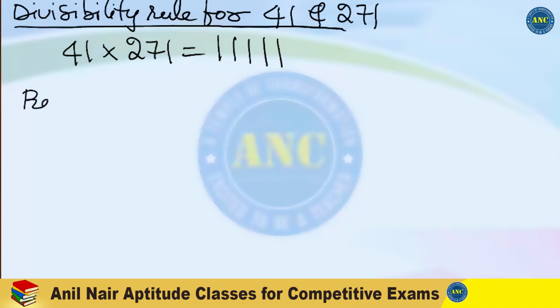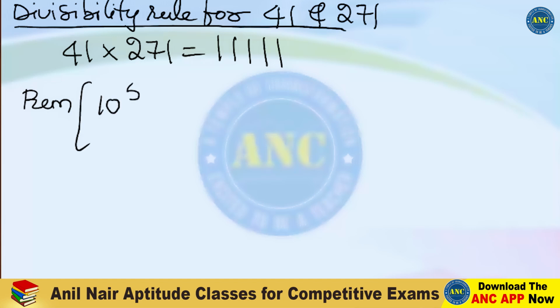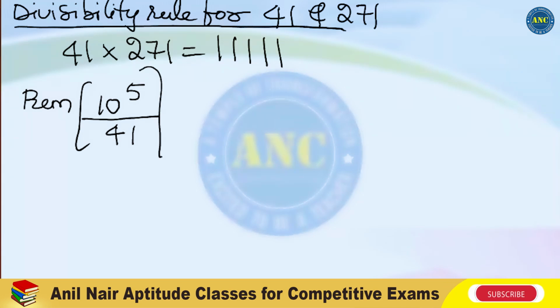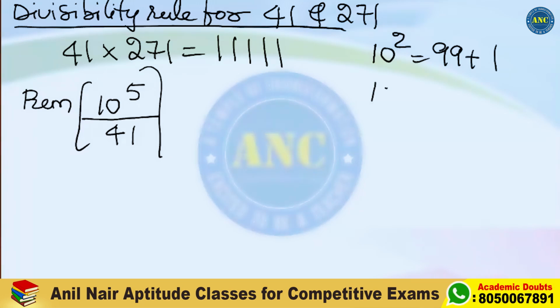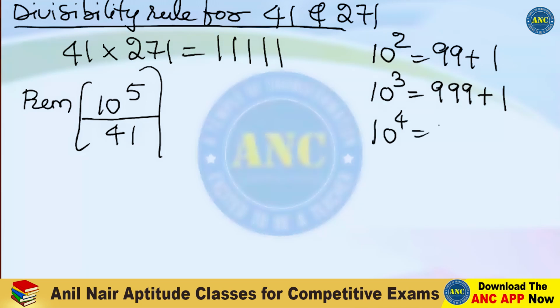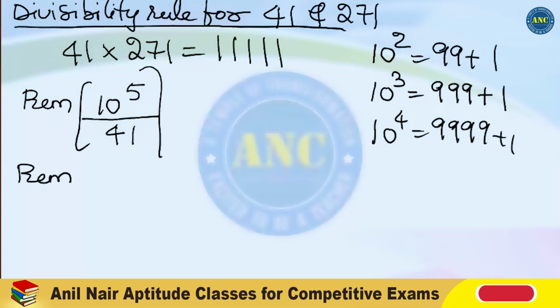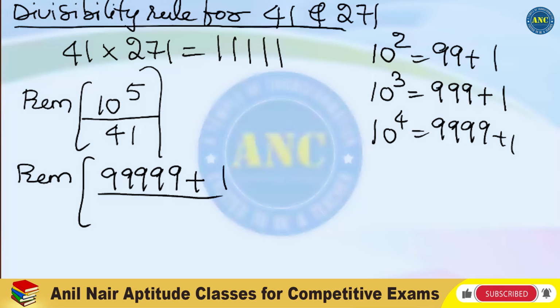Now, because it has given you 5 ones, let me see 10 power 5 divided by 41. What is 10 power 5? 10 square, can I write it as 99 plus 1? Are you all with me? 10 square, I can write as 99 plus 1. 10 cube, I can write as 999 plus 1. 10 power 4, I can write as 4 nines plus 1. 10 power 5, I can write as 5 nines plus 1. Are you all with me?